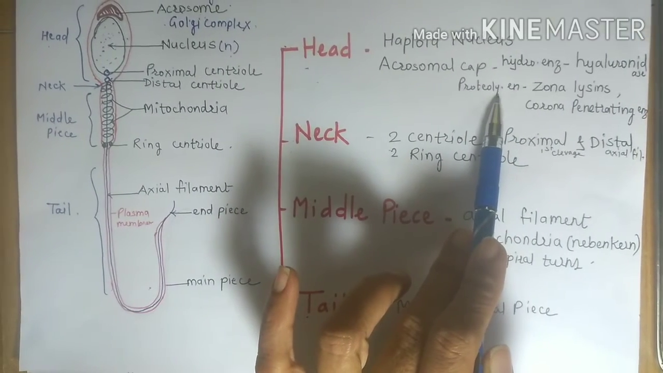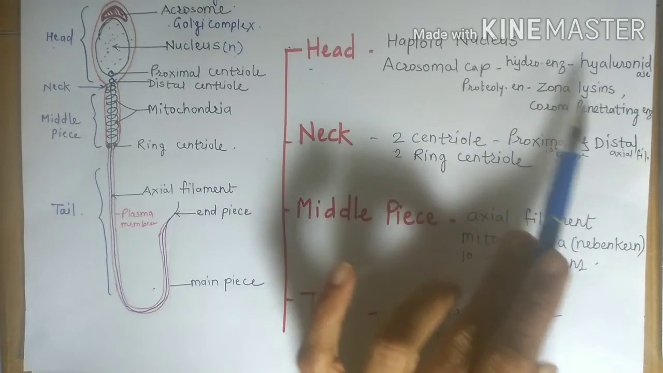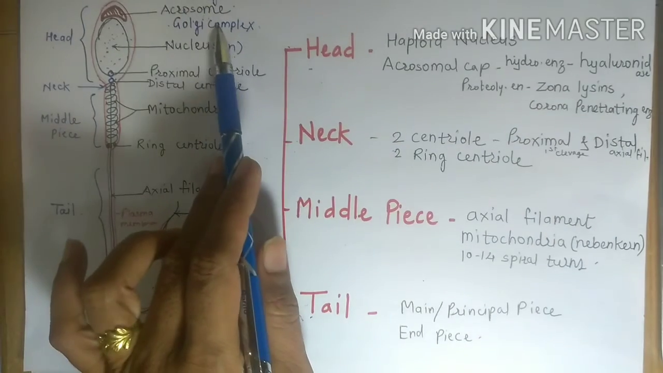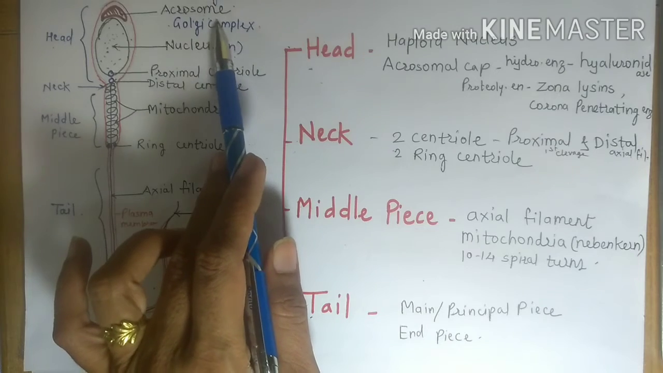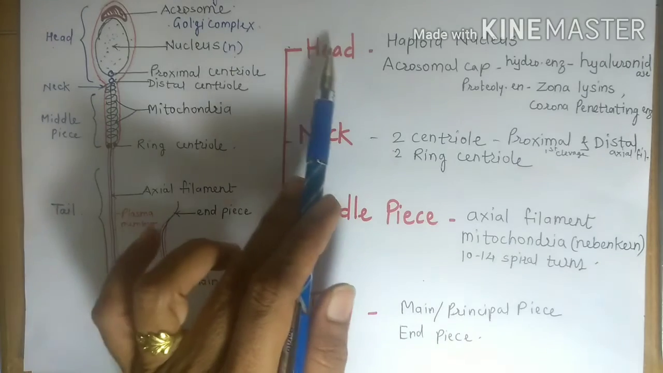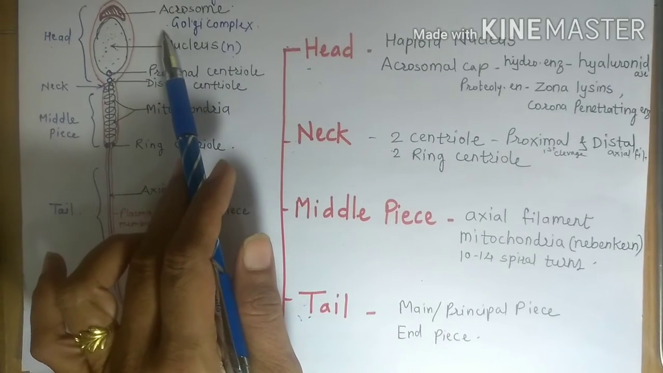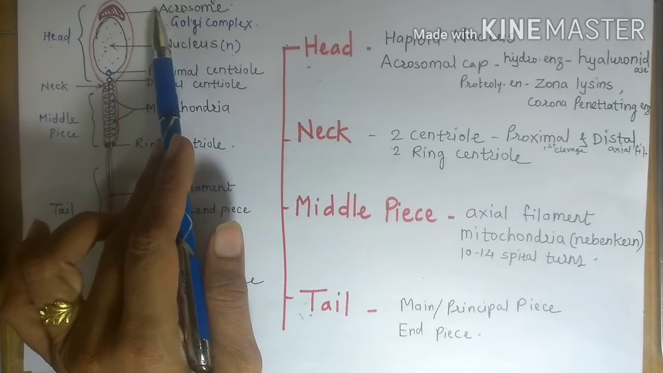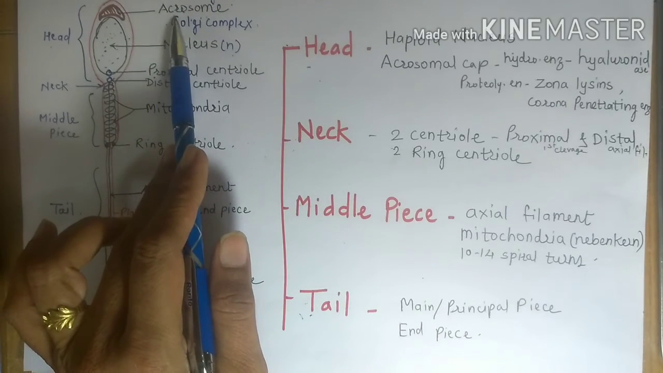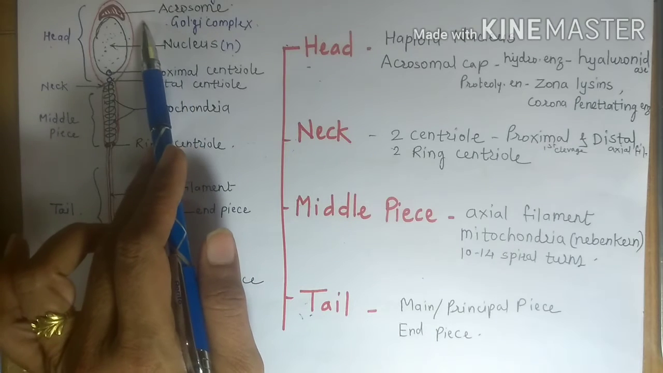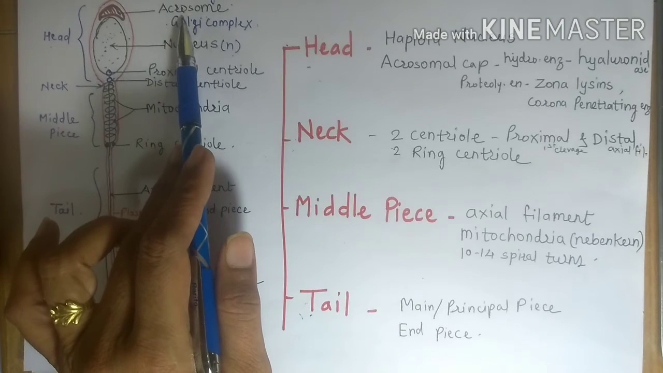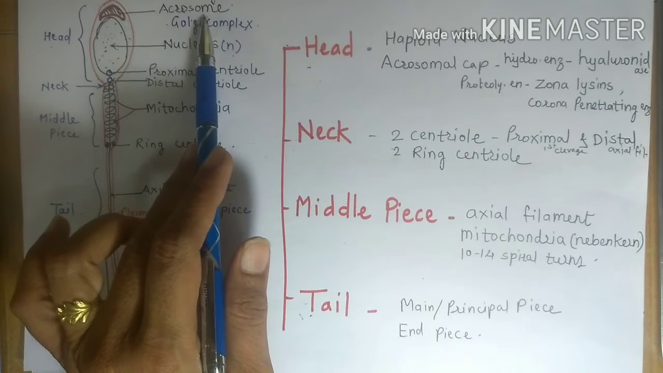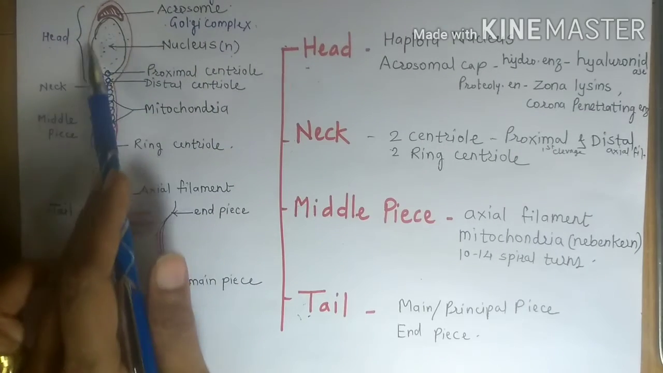Proteolytic enzymes are mainly zona lysins and corona penetrating enzymes. These enzymes are very necessary for penetration of the sperm into the ovum. When the male gamete enters the female gamete, the acrosomal cap secretes the enzymes which help the sperm to attach to the ovum and break the wall of the ovum. Okay? This is the head.